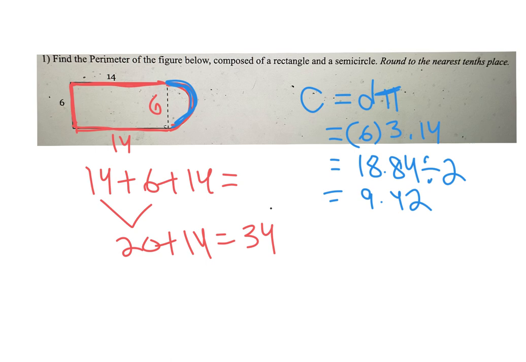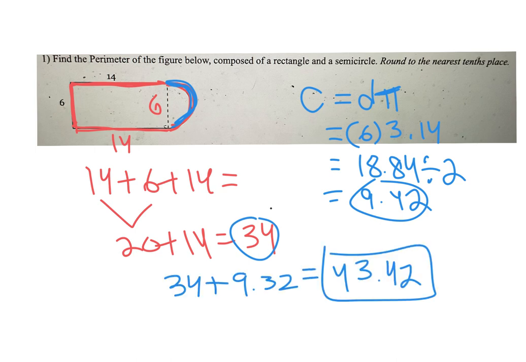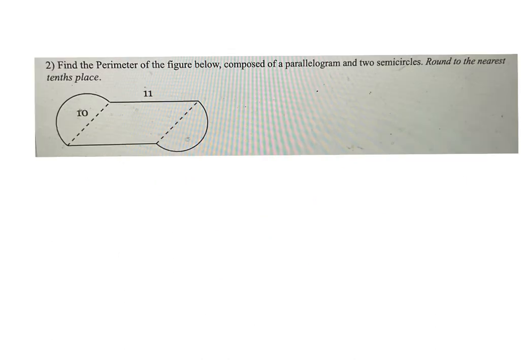And last but not least, if you add 34 plus 9.32, you're going to get your total perimeter around the entire shape. So your final answer is 43.42. I'm sorry, we're supposed to round to the nearest tenths place, so it should be 43.4. That's the perimeter, 43.4.